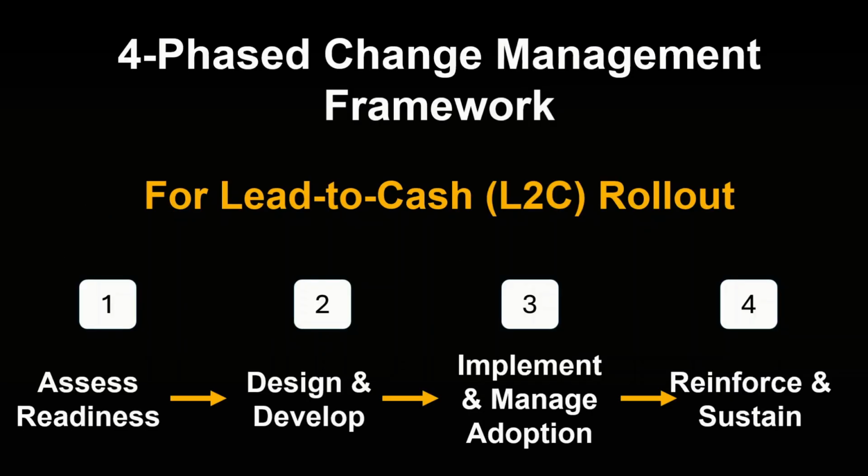There are 4 change management phases for you to keep in mind when doing change management for a lead to cash initiative. Take a look at my screen. You will see the 4 phases outlined. Phase 1 is assess readiness. Phase 2 is the design and develop phase. Phase 3 is the implement and manage adoption phase. And then the final phase is the reinforce and sustain phase. Next, I will go over each of these phases, starting with phase 1.